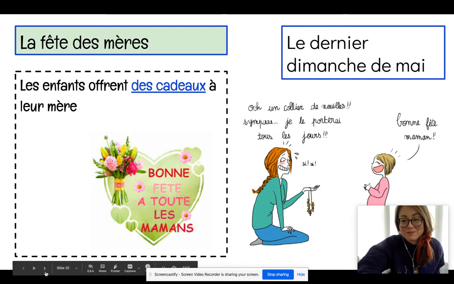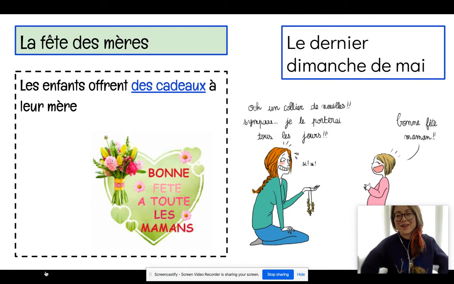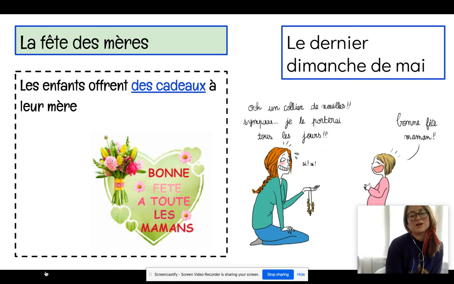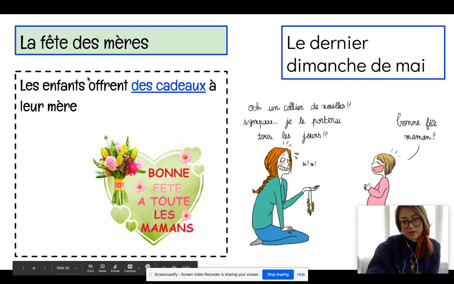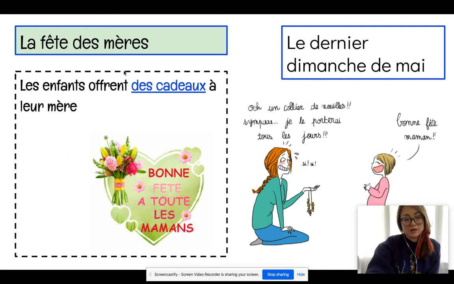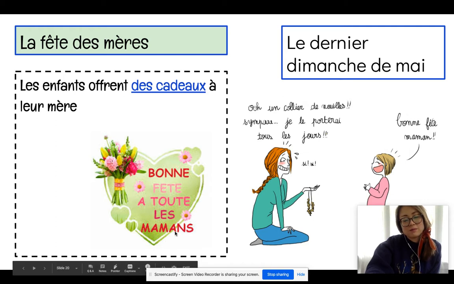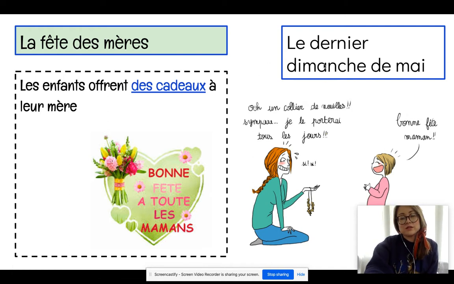La fête des mères. La fête des mères est tellement importante pour les familles en France et aussi aux États-Unis. Et c'est où les enfants offrent, there's a verb again, offre, it's like donner, des cadeaux à leur mère. Donc, bonne fête à toutes les mamans. Maman meaning moms, mère, mother. Donc, la fête des mères en France, cette fête se passe le dernier dimanche de mai.